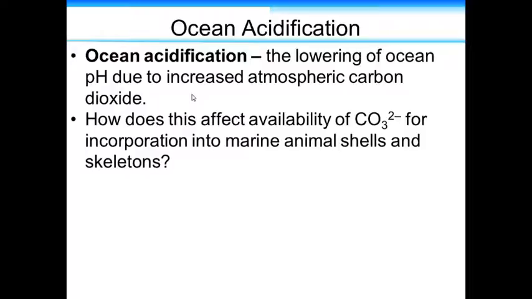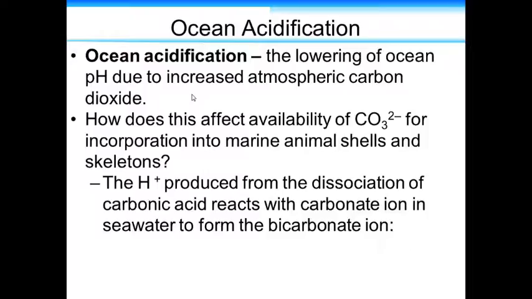How does this affect the availability of the carbonate polyatomic ion, which is needed for animal shells and coral? Well, if we produce carbonic acid from carbon dioxide, that H+ can then react with the carbonate polyatomic ion, causing it to no longer be available for marine life. Marine life can only use the carbonate polyatomic ion in incorporating it into its shells. They cannot use the bicarbonate ion.